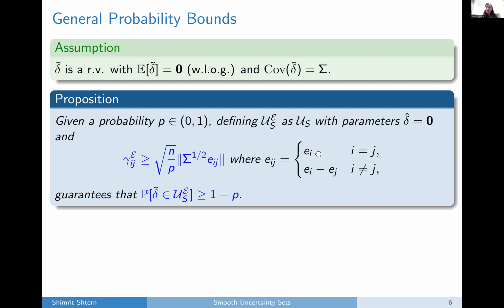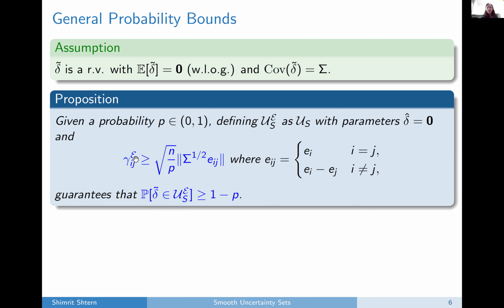And the e_ij are vectors, which if i equals j is just the ith basic vector in the standard basis in R^n, and if i is not equal to j, it's just the difference between the e_i vector and the e_j vector. And in this case, we will have a guarantee that the probability of delta, the random variable, being in this uncertainty set will be greater than or equal to 1 minus p.